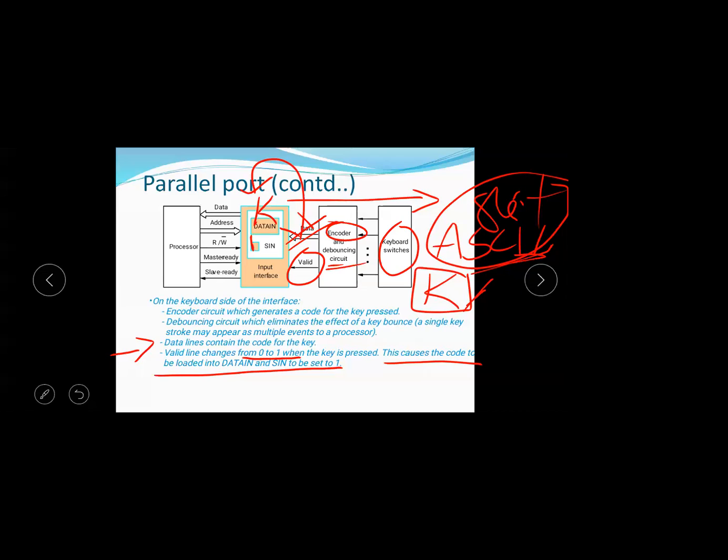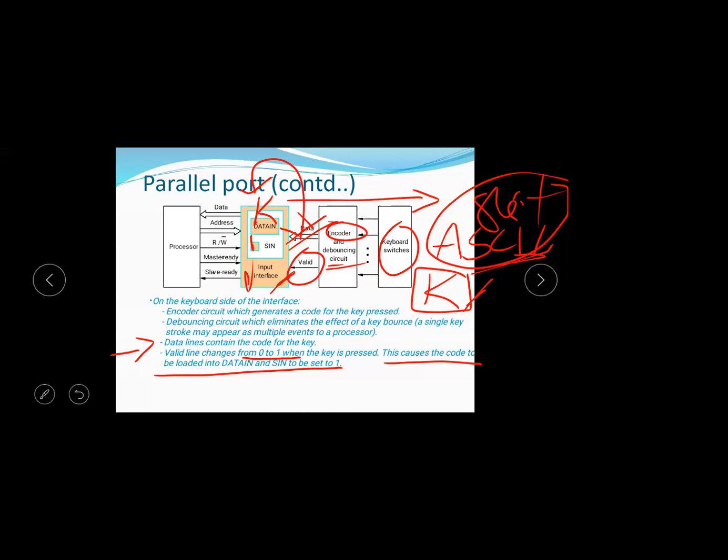The SIN flag is set by the interface circuit. Generally, 90% of the time, the SIN flag is set to 1 by the interface circuit only. The interface sets the SIN flag to 1 whenever the data in register contains a new character. Okay, this is the input side, that is, from the keyboard to the interface. The data is transmitted in this manner.